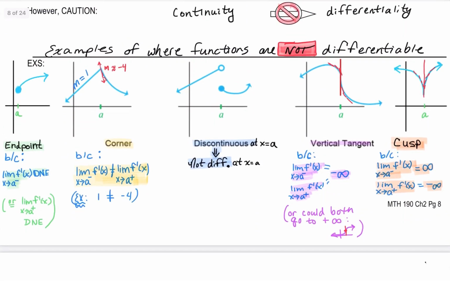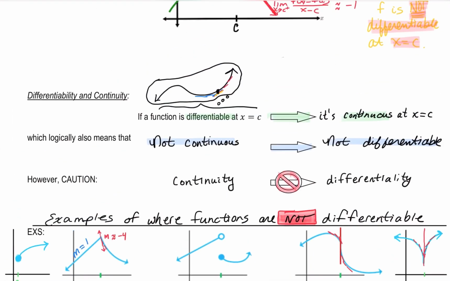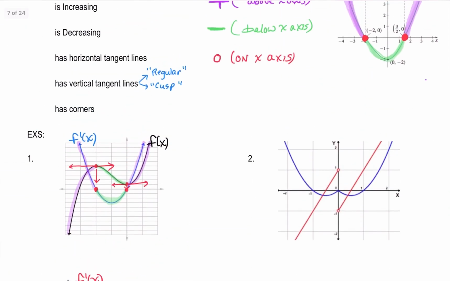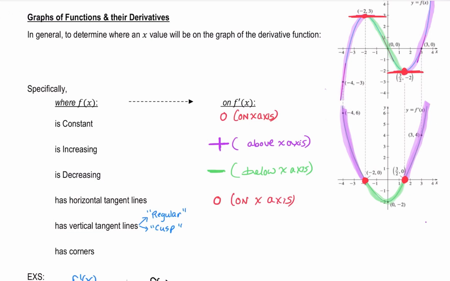Okay, last two. Vertical tangent line, the regular type, the second to the last one. In that situation, when you come from both sides, the slope of the tangent line from the left and the slope of the tangent line from the right both approach the same infinity. In a cusp point, the slope of the tangent line from the left and from the right are going to different, opposite infinities. Keep that in mind. Regular vertical tangent line is going to the same infinity. Cusp point is going to opposite infinities.